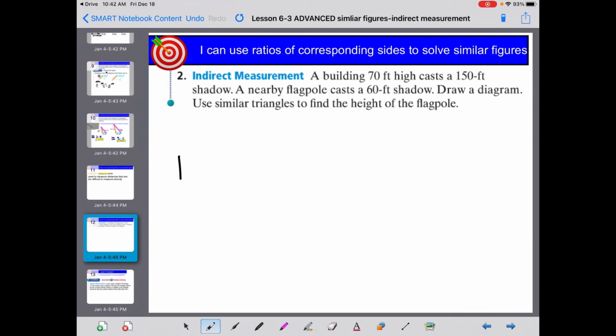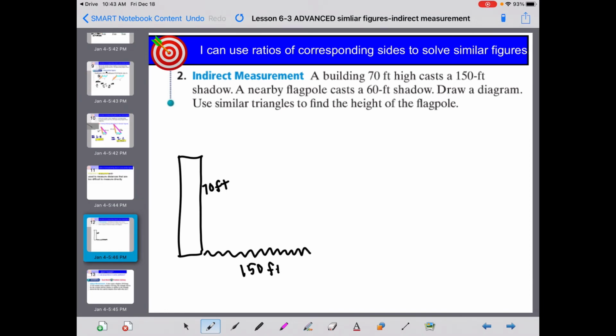A building is 70 feet tall. So I'm going to draw a picture of a building. Here's my building. It's 70 feet tall. It casts a shadow that is 150 feet. A flagpole nearby casts a 60-foot shadow. Draw a diagram. Use similar figures to find the height of the flagpole. So my flagpole is what's missing.